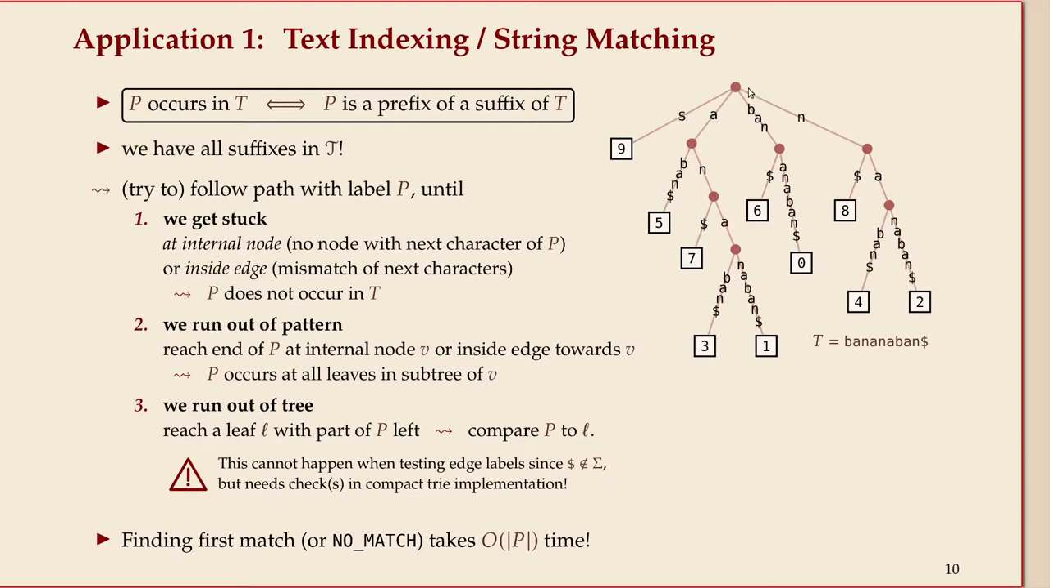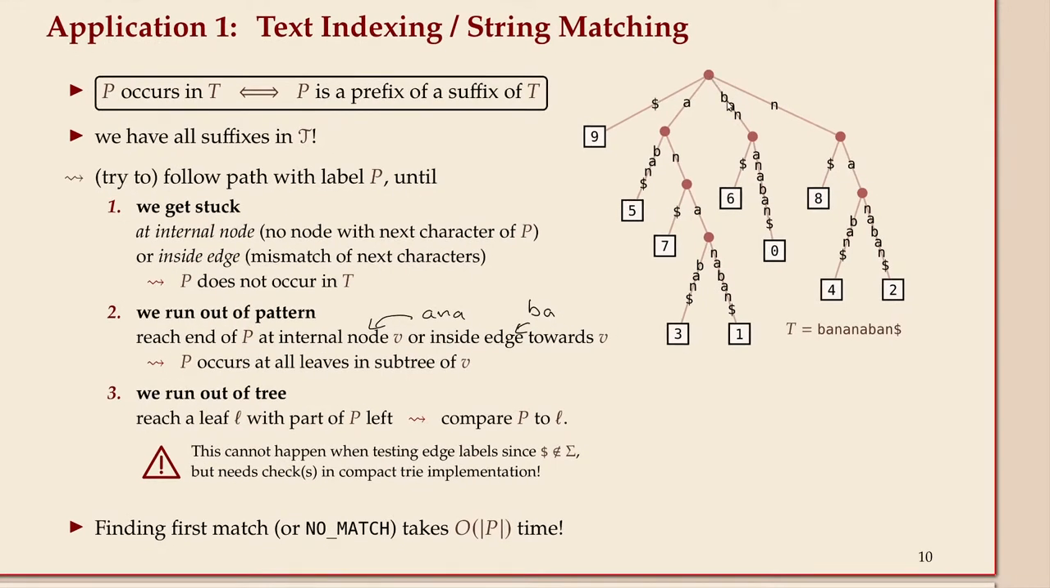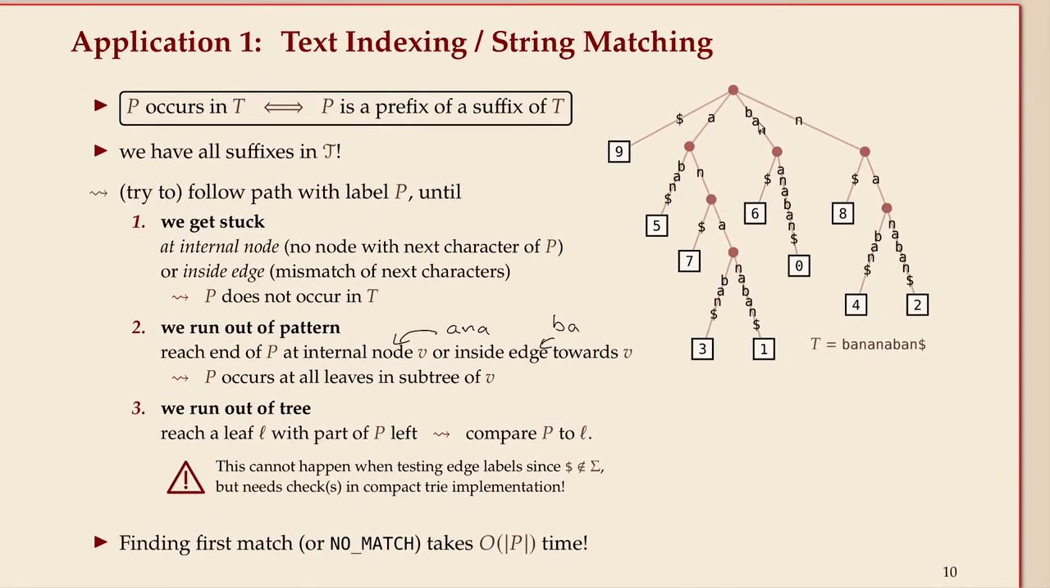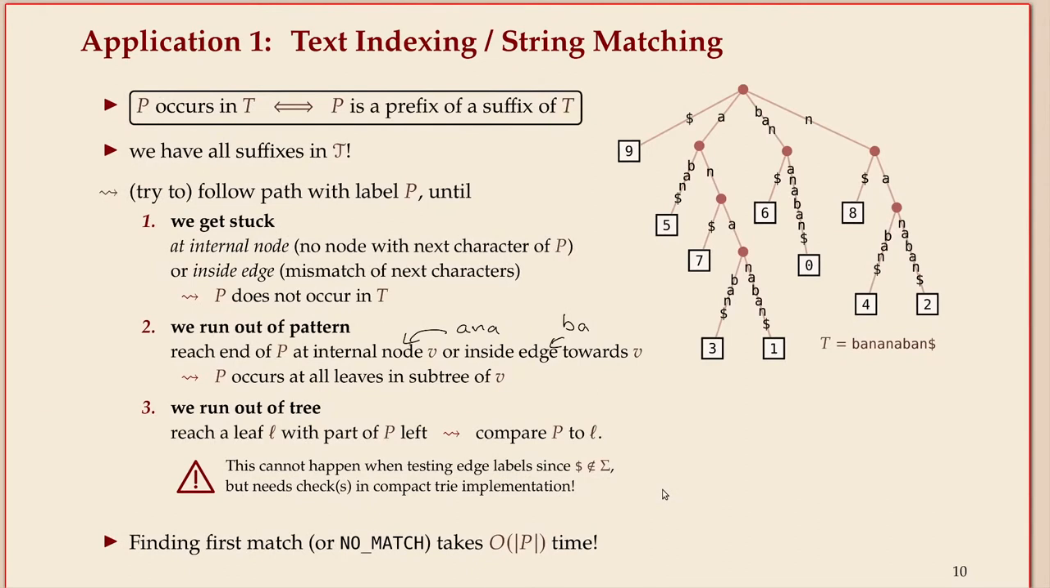What we do is we try to follow a path from the root down the tree by following the letters of P. Now, in the case of Anna, we went down here, and then we ran out of pattern. We're somewhere in the tree and our pattern is finished. That means we reach some internal node, or we stop inside the middle of an edge. For Anna, it was an internal node. And if we look for BA, we would be stopping in the middle of this edge, right? We run out of pattern and we're still in the middle of one edge. Both cases are essentially the same. They just mean that P occurs at all the leaves in the subtree that are below the point where we stopped.